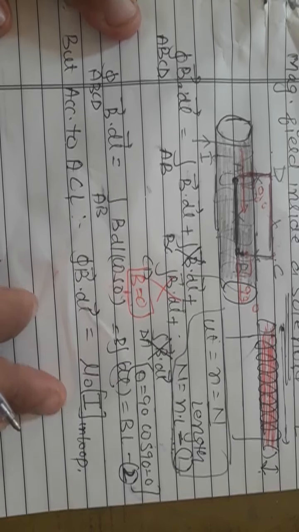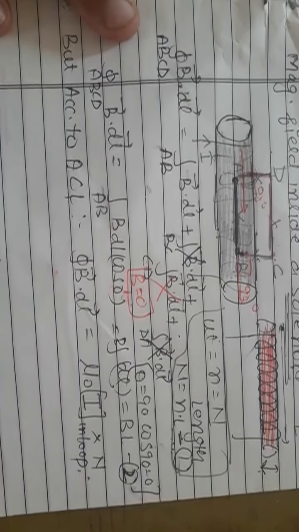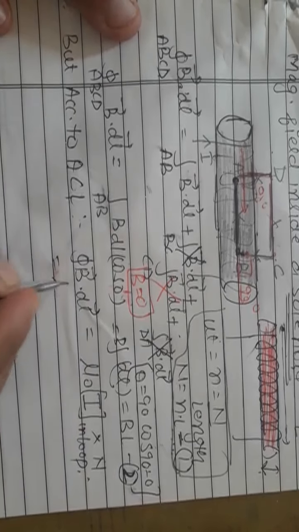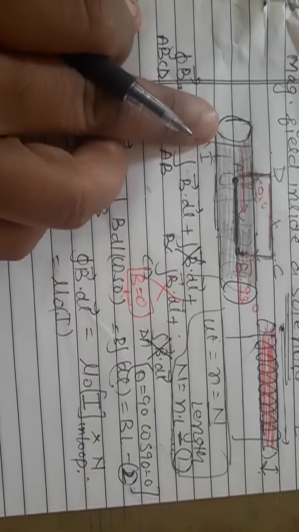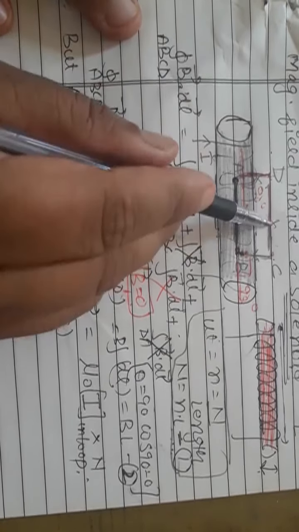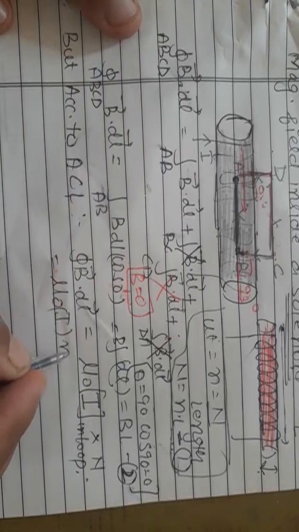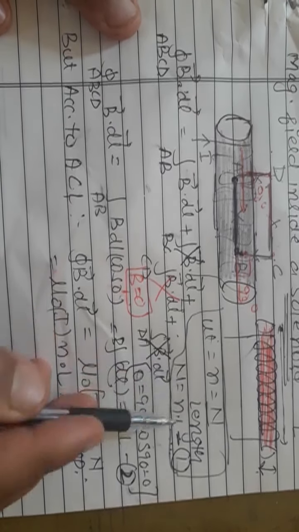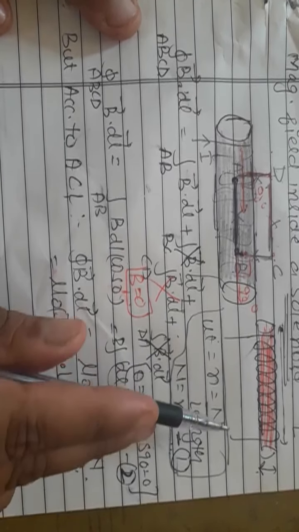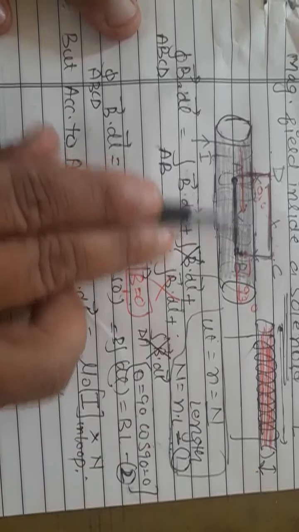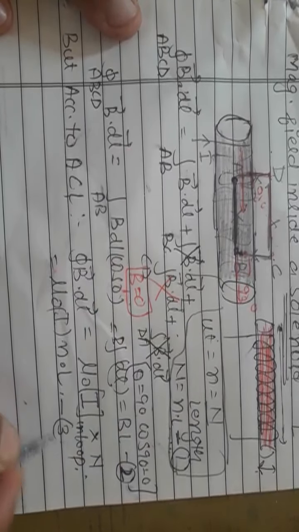So it means first I will find the number of turns in that loop. So multiply by the number of turns. Why? Because I suppose I is the current that is entering, but I have to calculate the current in this loop. So multiply by the number of turns in it, because the current is going through each turn. How many turns are there? n into L, because we know that n is the number of turns per unit length. To calculate the number of turns in this, I will multiply with its length. So this is equation number 3.